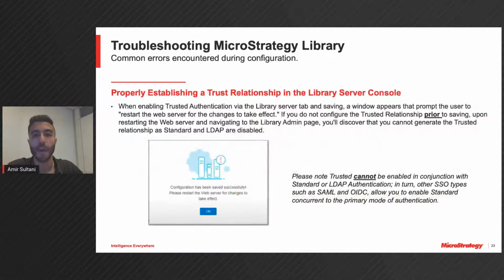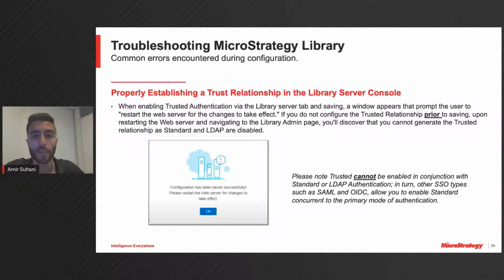Next, let's shift our focus to another common challenge our users face, which is the creation of the trust token in library. When you navigate to your library server tab via the admin panel, you'll see all the modes of authentication available for library in a drop-down list. After selecting trusted, it's likely your initial reaction will be to save, in which you'll be met with a window that states, configuration has been saved successfully. Please restart the web server for changes to take effect.